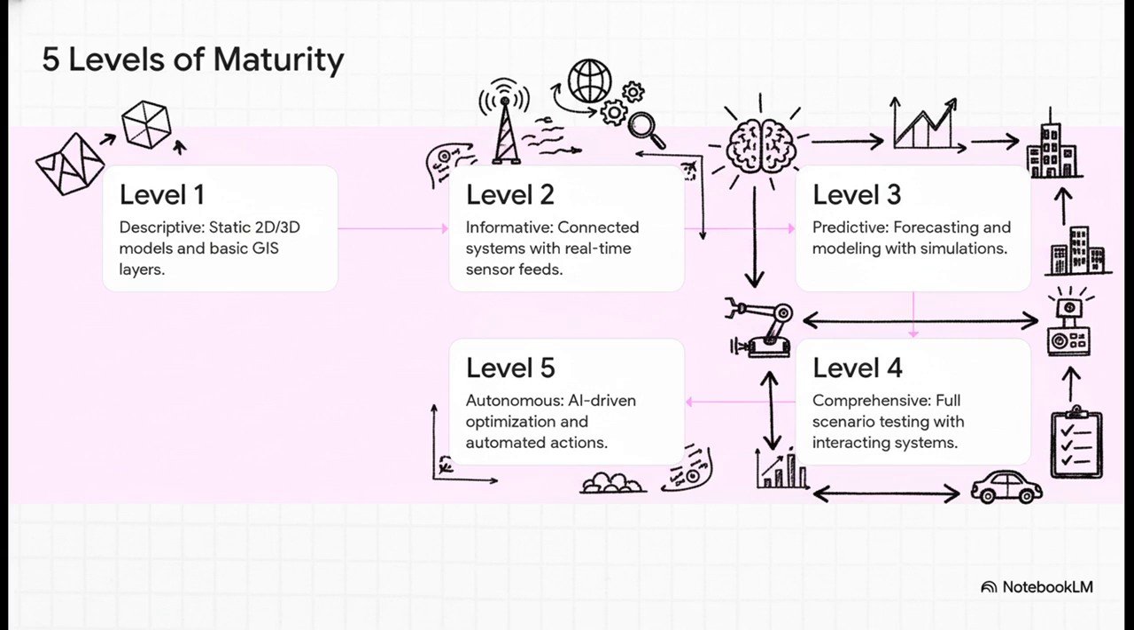Level 3 gets really interesting. It becomes predictive, letting you run what-if scenarios. Level 4 is comprehensive, where you can test out entire complex systems. And the ultimate goal, level 5, is an autonomous twin that can actually recommend or even take actions all on its own.